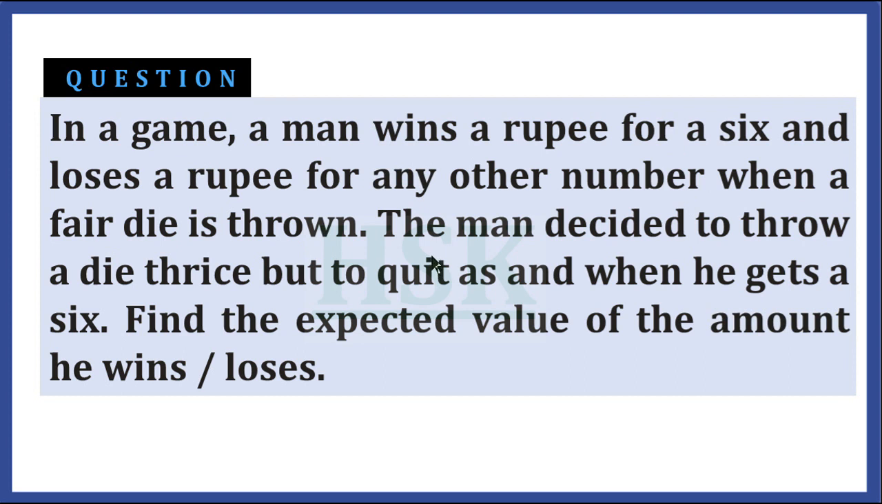So, a man decided to throw a die thrice, but to quit as and when he gets a 6. So the man has decided that he is going to throw the die only 3 times, and when a 6 comes, he is going to quit. If 6 comes in the first throw, he is going to quit there. Similarly, if he gets 6 in the second throw, he is going to quit. And if he gets 6 in the third throw or not, he is ultimately going to quit. So he will continue up to the third throw only if the first and the second throw do not result in a 6. Now in this condition, we have to find the expected value of the amount he wins or loses. So we have to find the mean value or expectation of this random variable X. X is the amount he wins or loses.